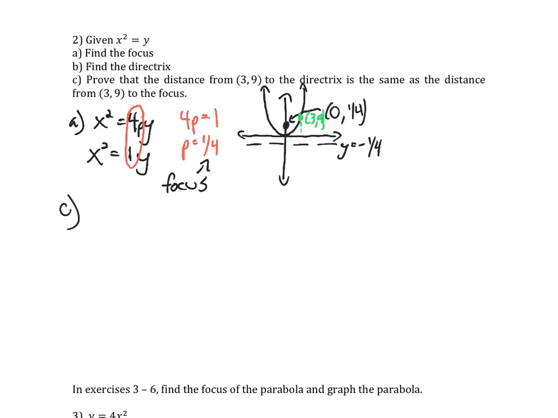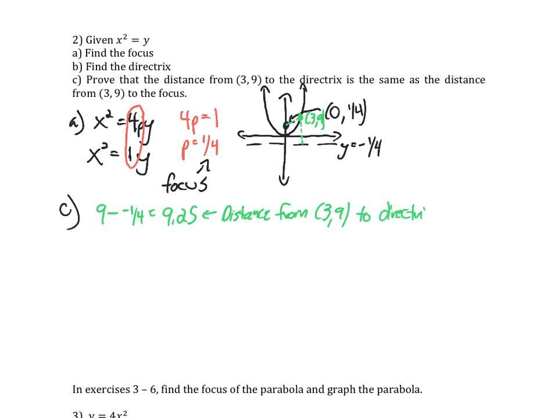What I'm trying to prove is that that distance in green is the same as that distance in green. Doesn't look the same, but it should be the same if I do it correctly. So if I have a vertical line from (3, 9) to the directrix, finding the distance should be really easy. It really should just be 9 minus negative 1/4, which equals, I'll use decimals, 9.25. That is your distance from (3, 9) to the directrix.